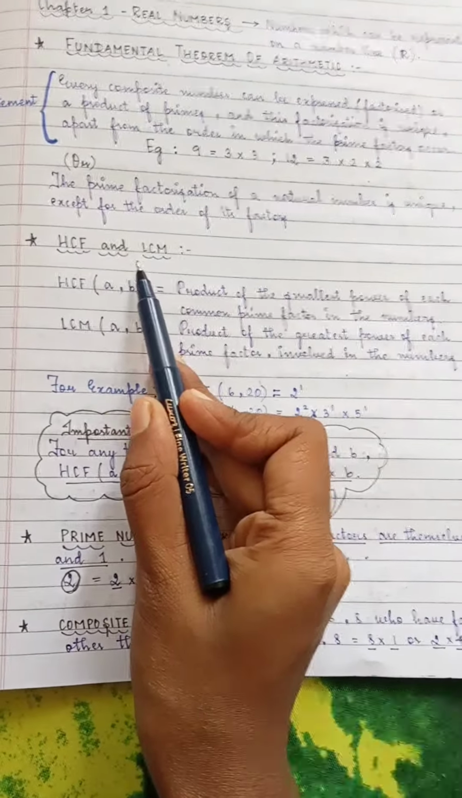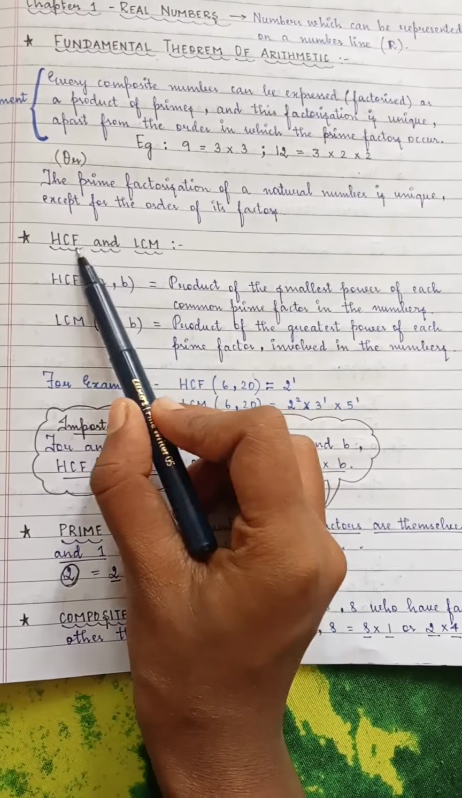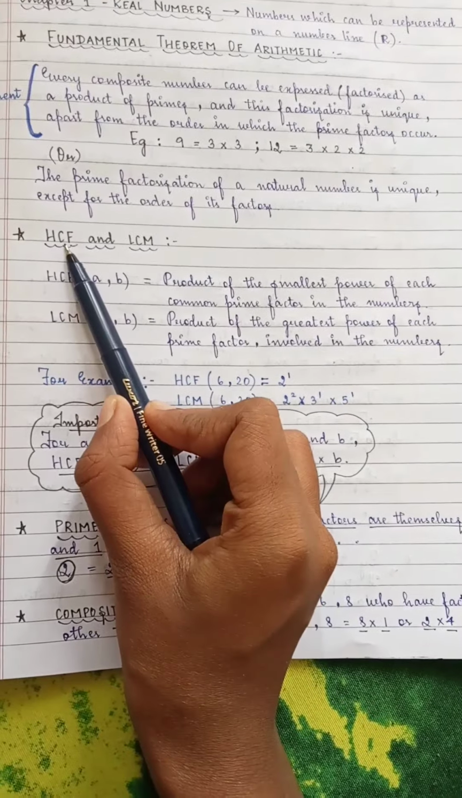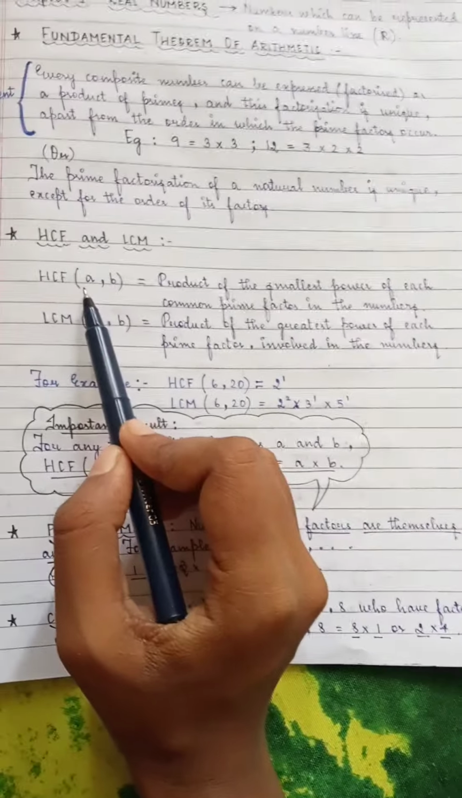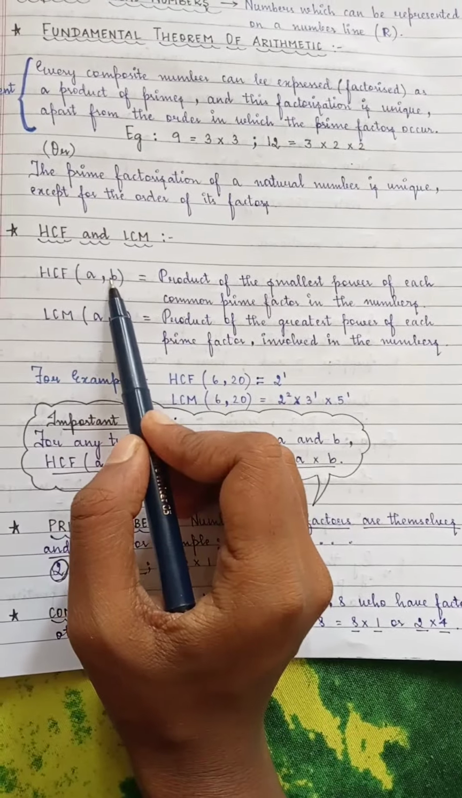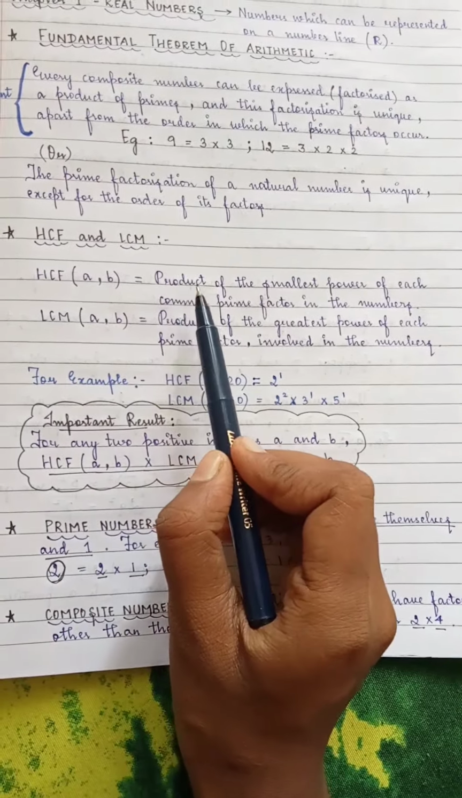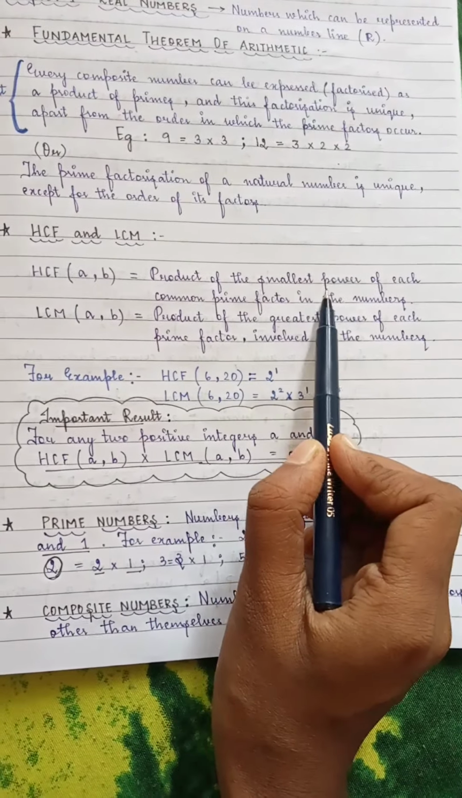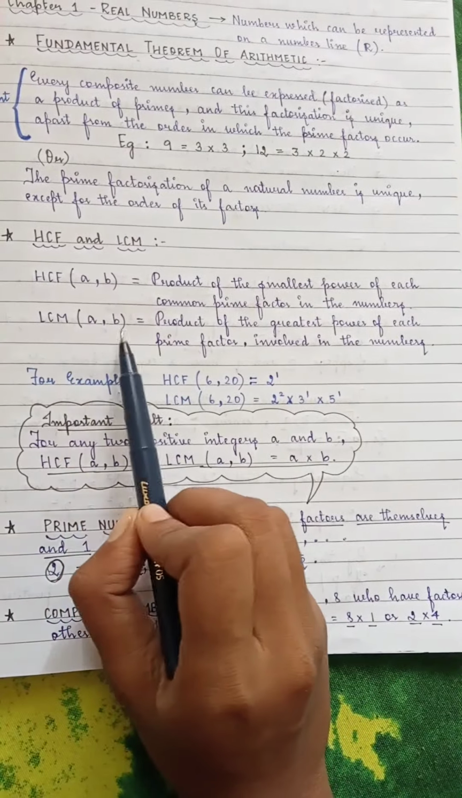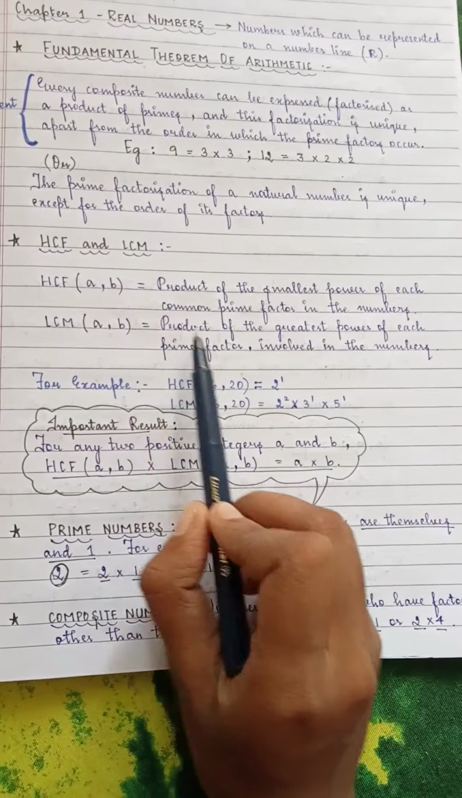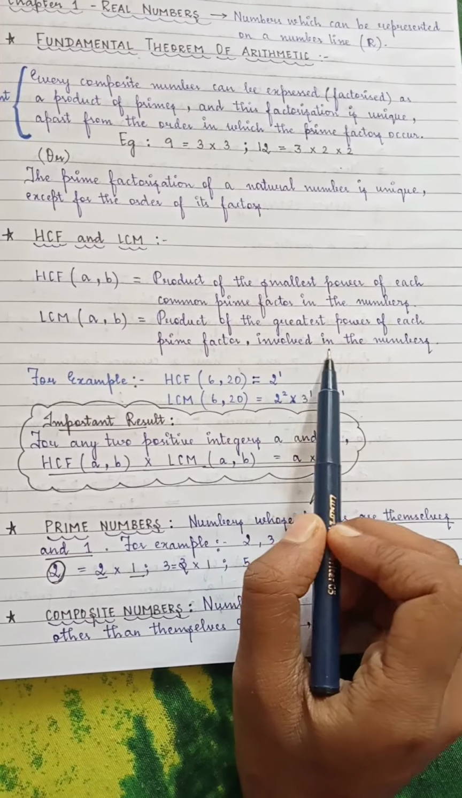Now, the next concept in this chapter is HCF and LCM. We know the full form of HCF and LCM. HCF is highest common factor and LCM is least common multiple. How can we find the HCF of two numbers or two integers, say A and B? HCF of A and B is equal to the product of the smallest power of each common prime factor in the numbers, and LCM of A and B would be the product of the greatest power of each prime factor involved in the numbers.